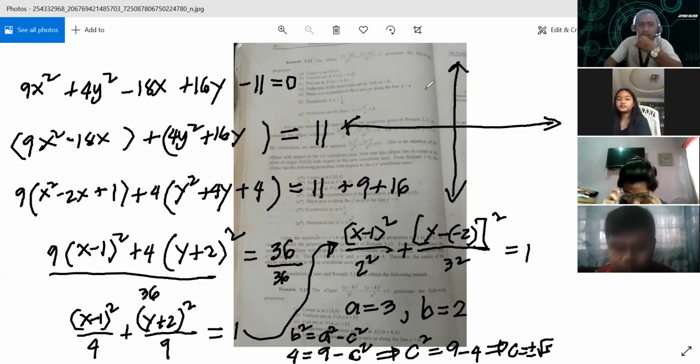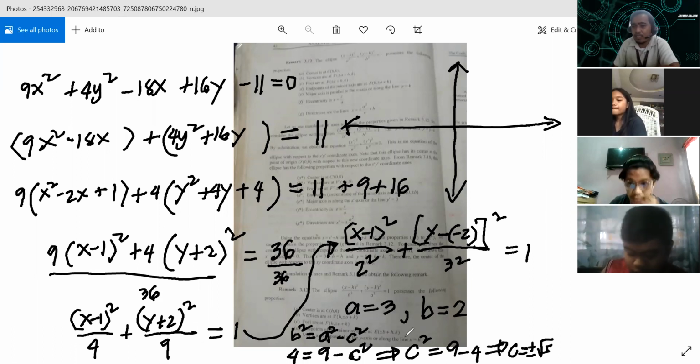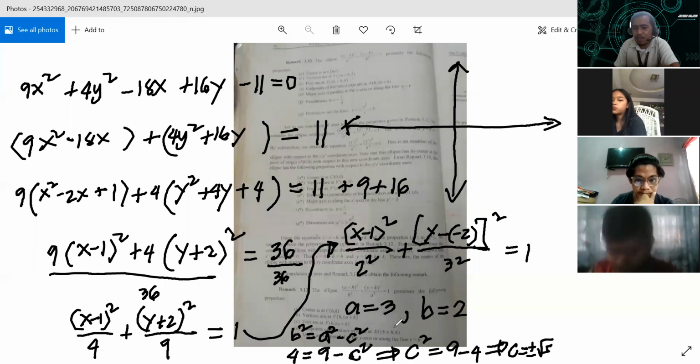So we will start with the vertex. What will we use in finding the vertex? A, B, or C? A, B, or C? Vertex. What will we use? A, sir. A. If you will have your A, that will be used for your vertex.